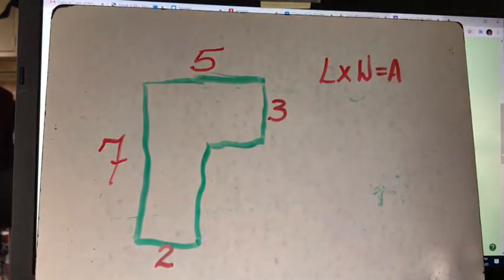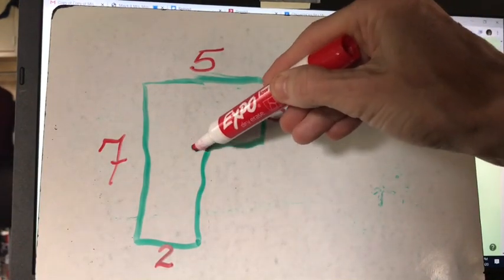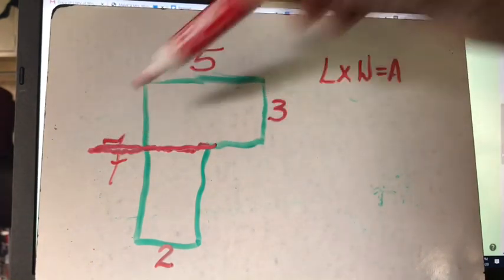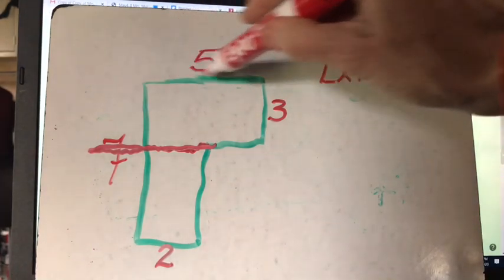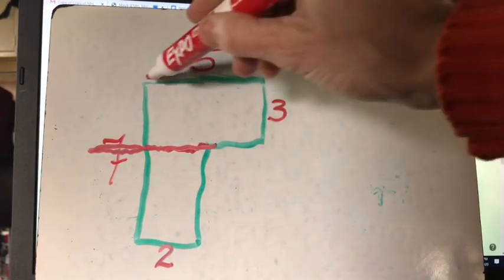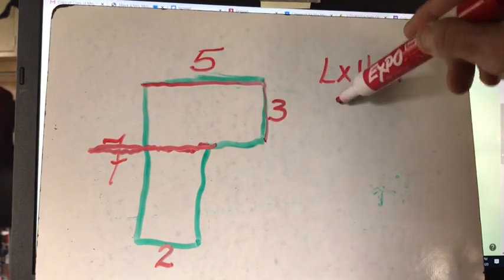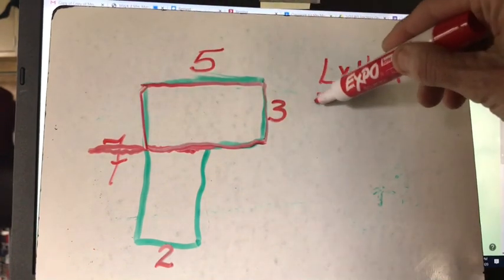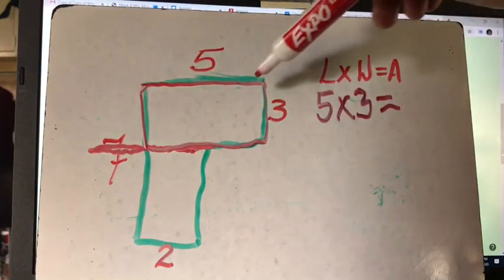I know length times width equals area, but I have to divide this up. Now look what happens. When I divide that up, I cut that 7 up. This rectangle right here is 5 by 3. So I'm just going to do 5 times 3 and get the area of the top rectangle.